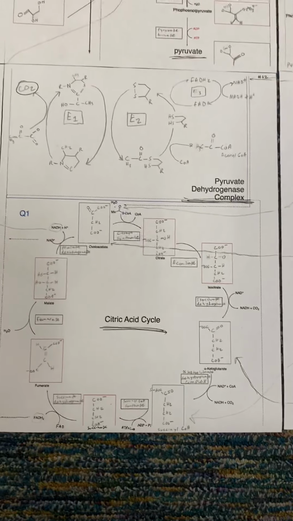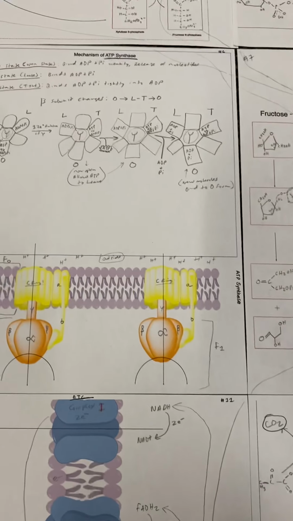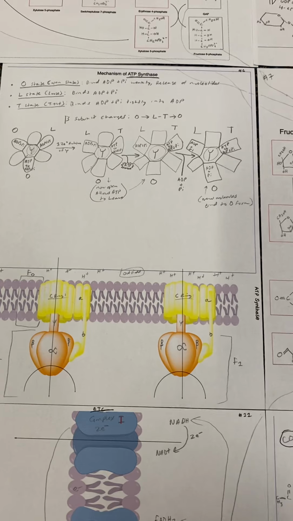The first one is cellular respiration, where we focus on page 7, then we go to page 12 for the citric acid cycle, and to page 11 for the electron transport chain, and then page 6 for ATP synthase, where we get a lot of ATP produced.